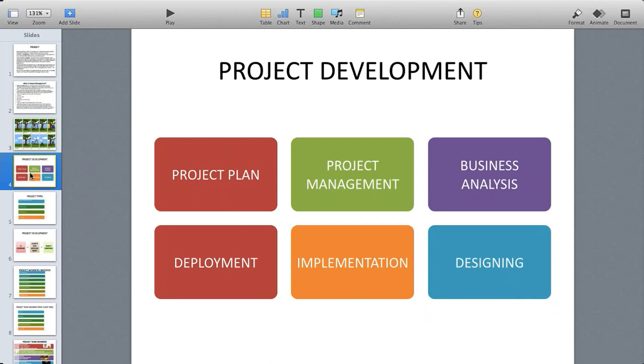Project planning and project management are done by the project manager, business analysis is done by the business analyst, designing is done by designers, and implementation by programmers and testers. Deployment means we move the project from one environment to the other. Once development is done, the IT or administration team moves it to testing, and from testing to the client.